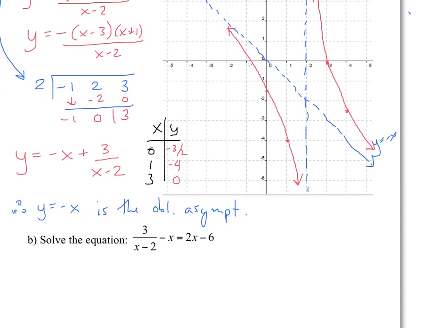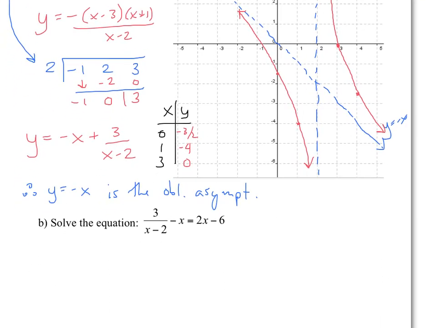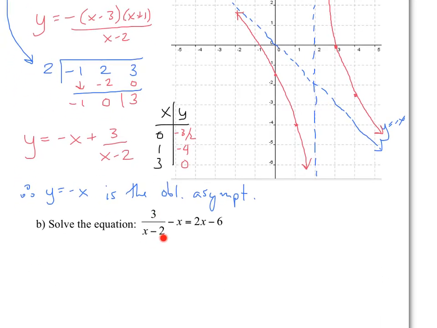And solve the equation. So if I wanted to solve the equation, 3 over x minus 2 minus x equals 2x minus 6. This is just solving algebraically, right? So what I'm going to do is move this x over, and notice this is our graph over here, so it's the exact same graph. I'm just solving it when it's equal to 2x minus 6, which is a line that comes across like that. So I'm going to move this x over first. So you're going to have 3 over x minus 2 equals 3x minus 6.